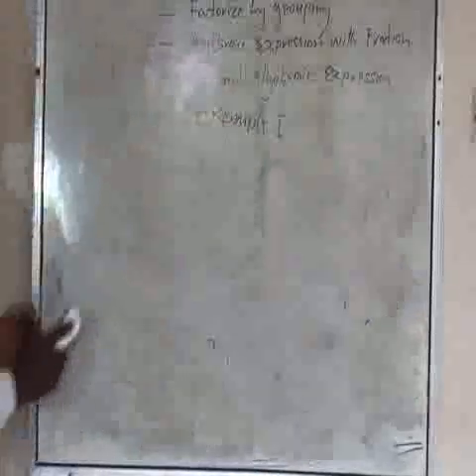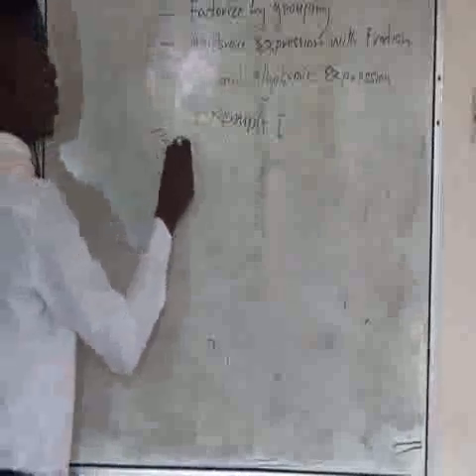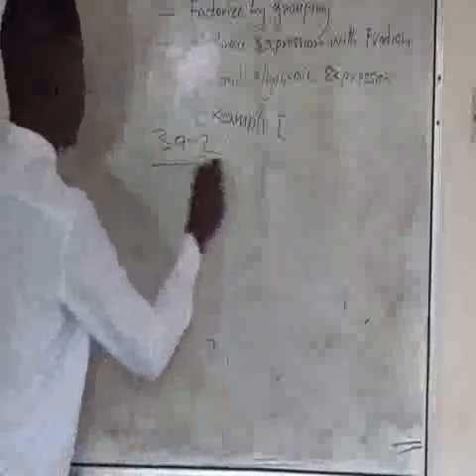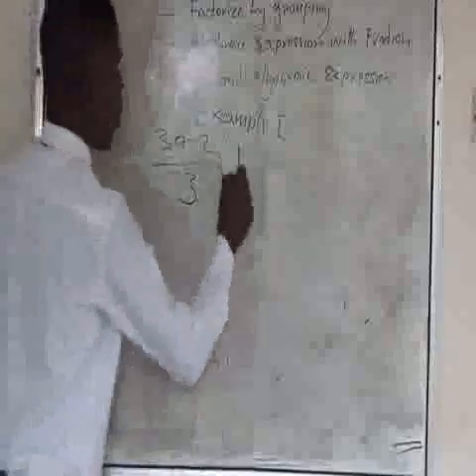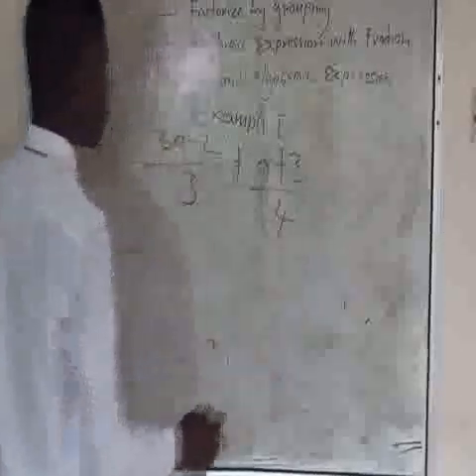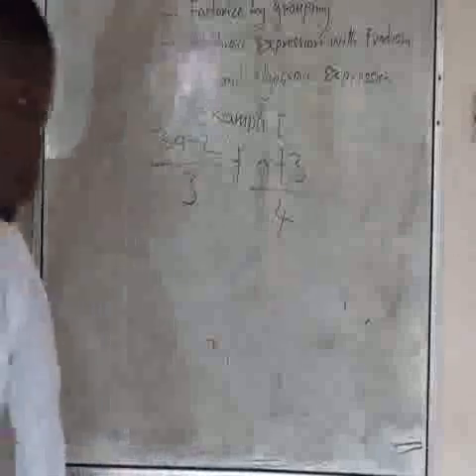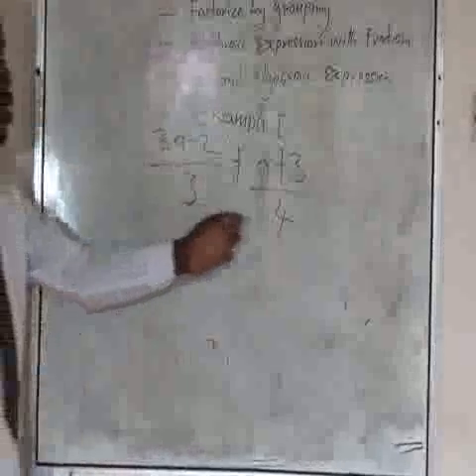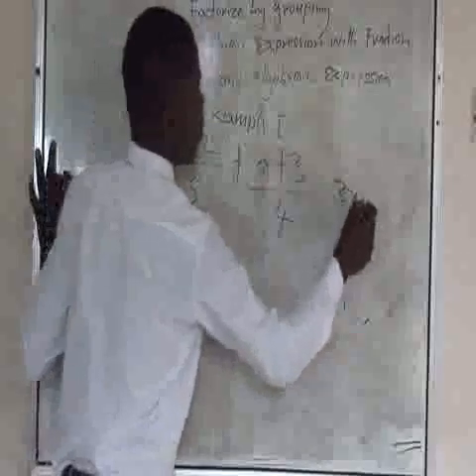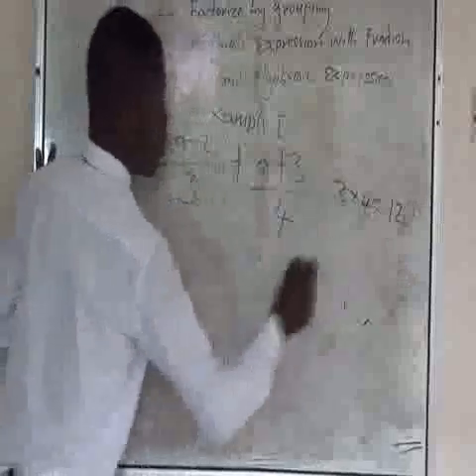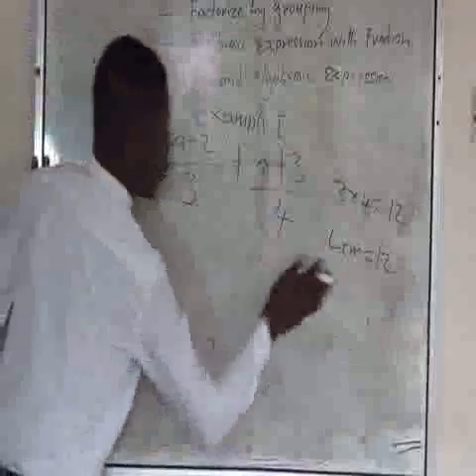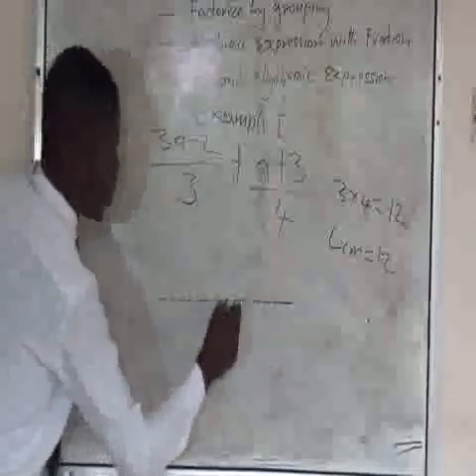Example 2. (3a minus 2) all over 3 plus (a plus 3) all over 4. I'm going to find the LCM of the denominators. The LCM of the denominators is simply 3 times 4, which gives me 12. So the LCM is equal to 12. Then our LCM will turn out to be our new denominator.